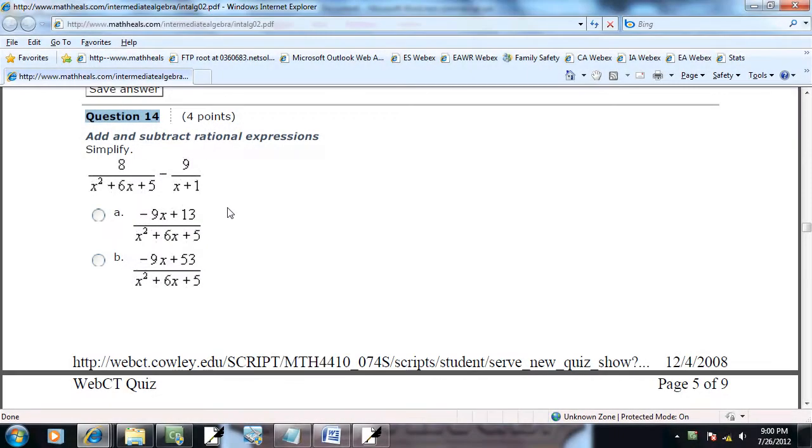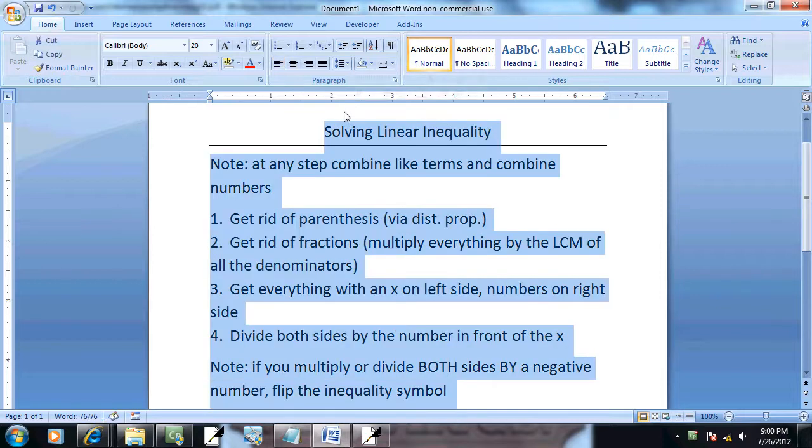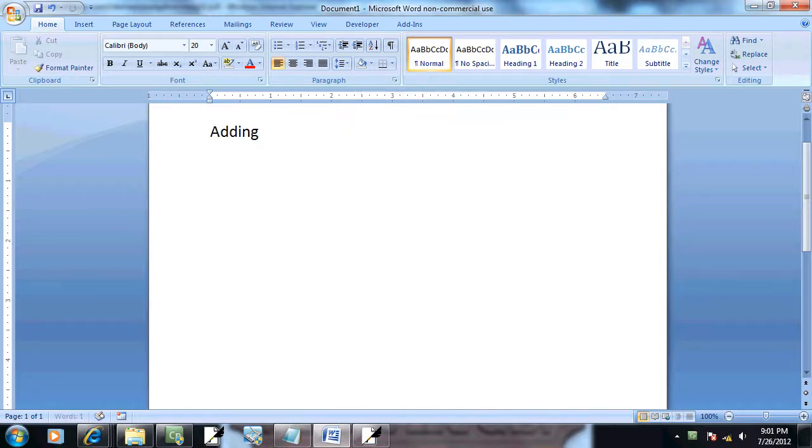Let's take a look at number 14. This is subtracting rational expressions, but it's kind of the same steps for adding and subtracting. So let's refresh our memory on those. Adding or subtracting rational expressions.